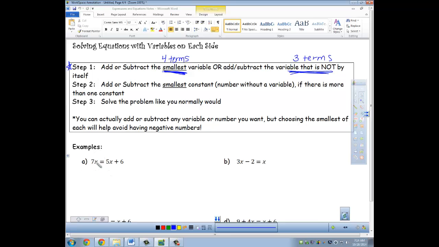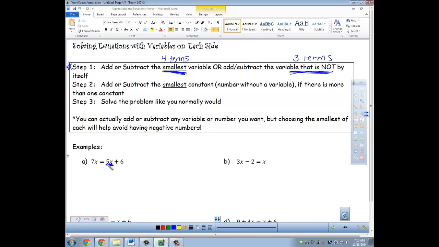Part A, notice we have 3 terms, 7x, 5x, and 6. So 3 terms, it says to add or subtract the variable that is not by itself. So when I say that, 7x is off by itself. 5x is not, it has the 6 by it. So we are going to add or subtract this 5x. So it's kind of similar to when we have our significant other and the friend, except here we're going to get rid of the whole 5x part.